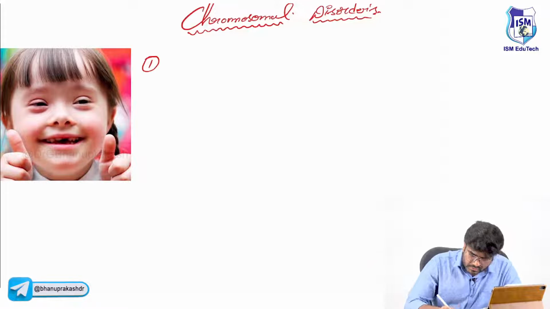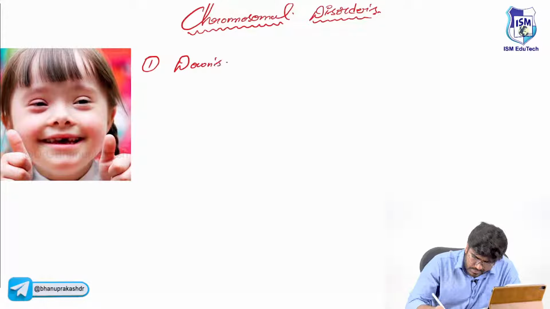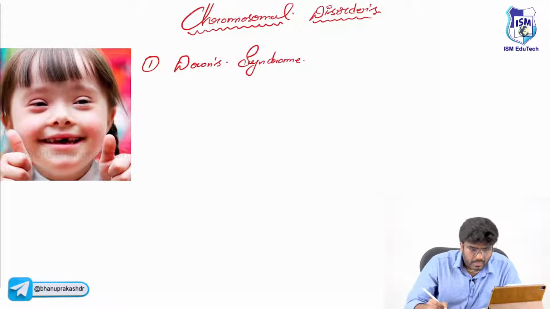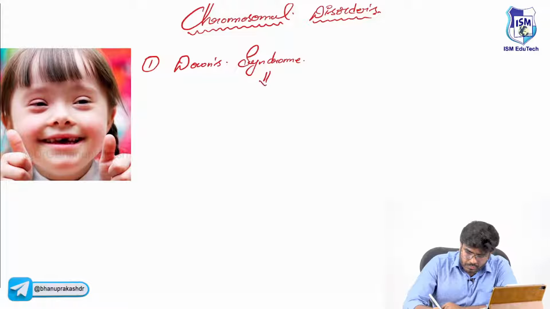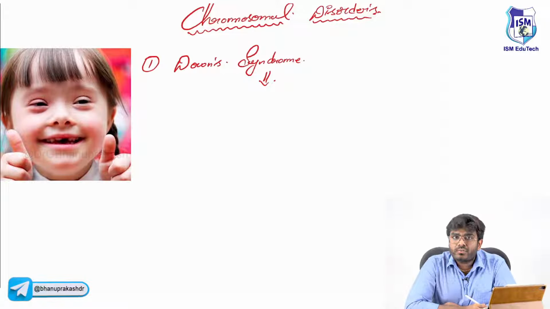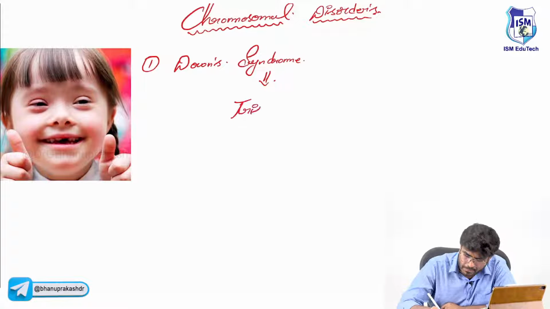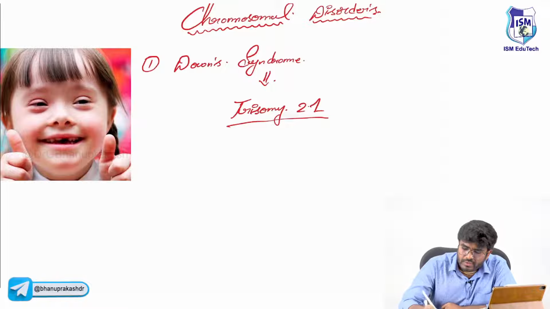Now, the first disorder which I want to discuss is Down syndrome, sir. My question to you: this Down syndrome is because of which chromosomal abnormality? What is the chromosomal abnormality seen in Down syndrome? It's a trisomy. Trisomy what? Trisomy 21.